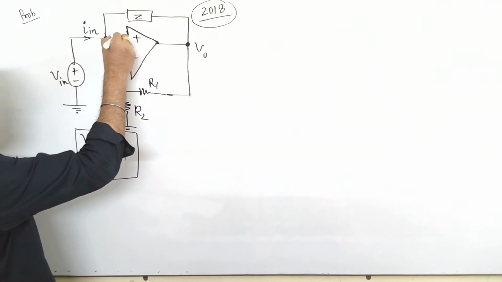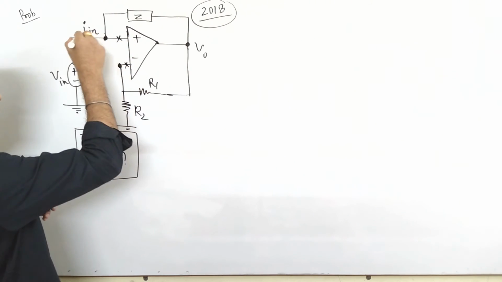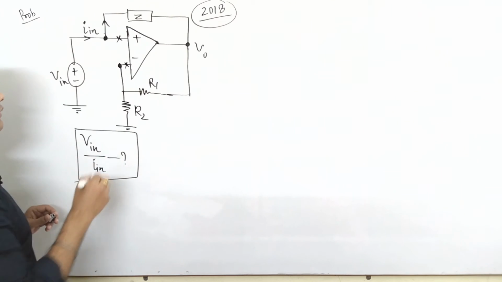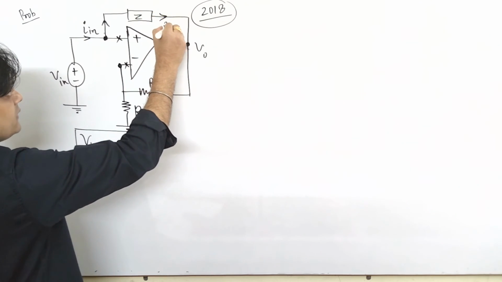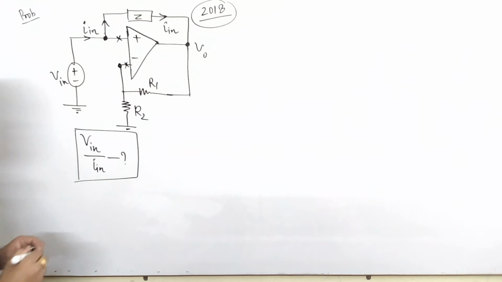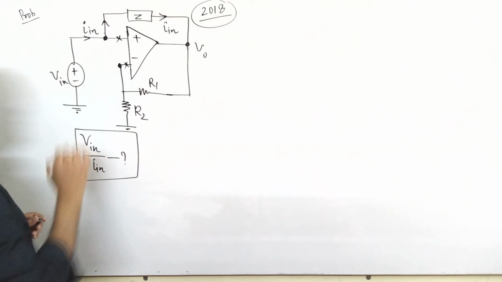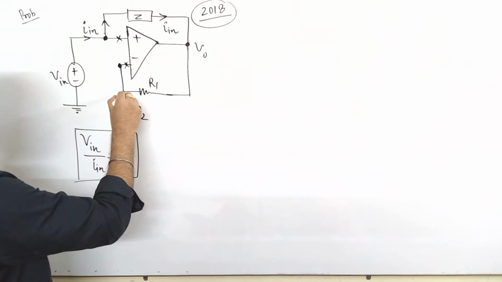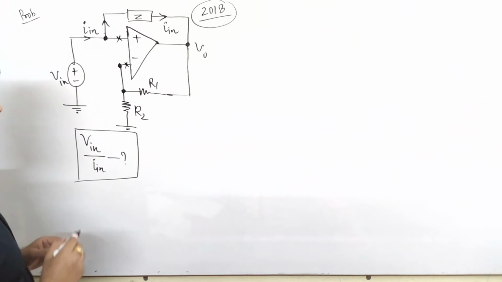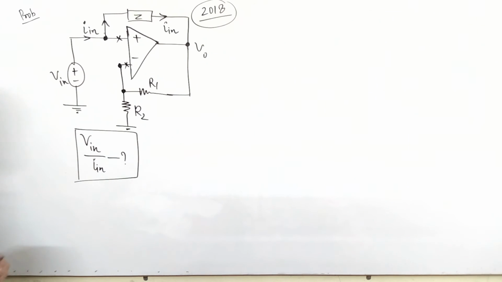So please keep in mind, no current will enter here. First, a very important thing. So this I in will enter here. So here the current is what? It is also I in. Okay. Now can you find this voltage from here? Yes, you can find this voltage.